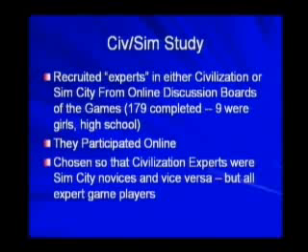So anyhow, we came up with the experts in Civilization who were not experts in SimCity, and experts in SimCity who were not experts in Civilization. So they were all expert game players of some sort, and there were almost no people who were expert in both, because life is too short for that. So we could use the other group as a control to compare experts and non-experts.